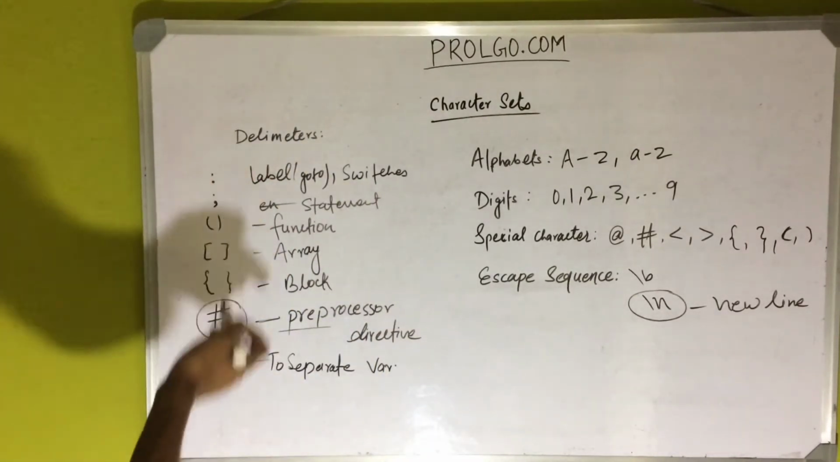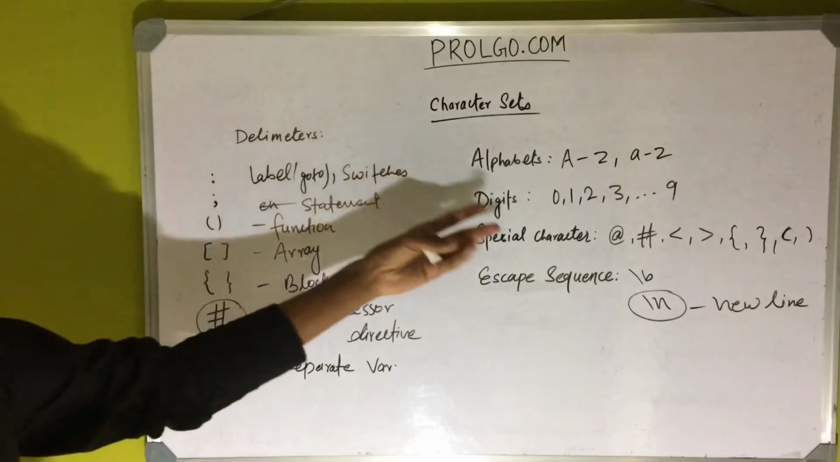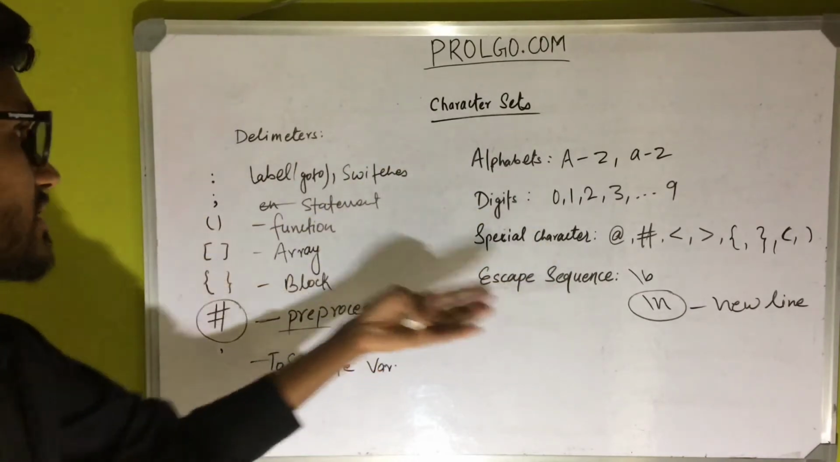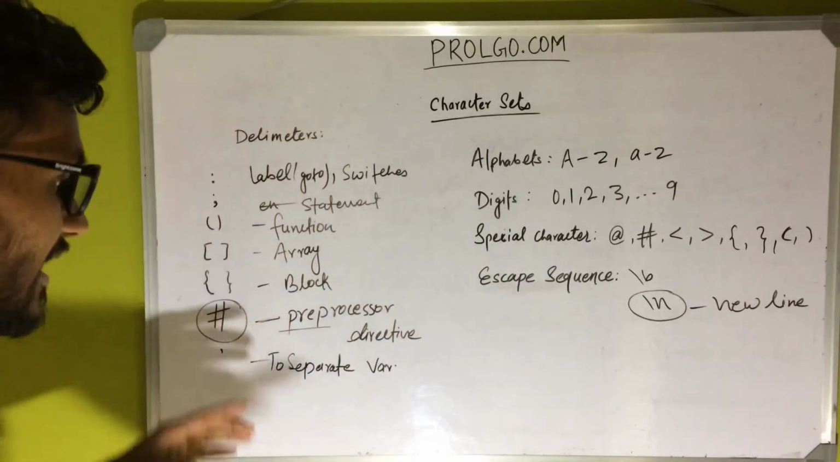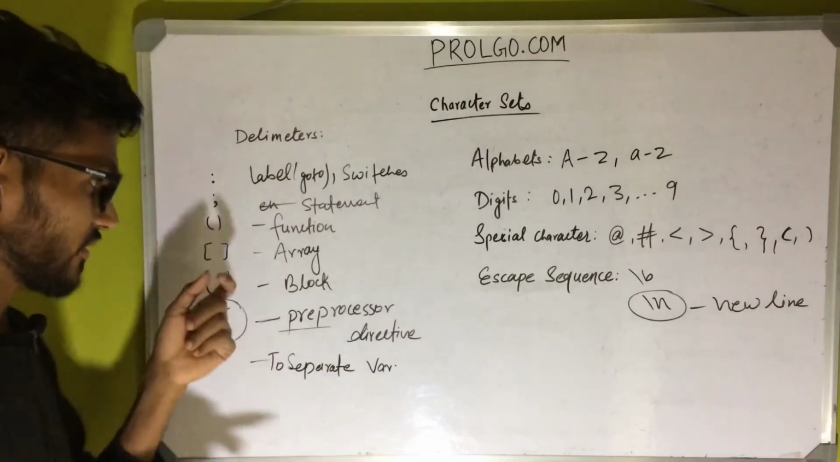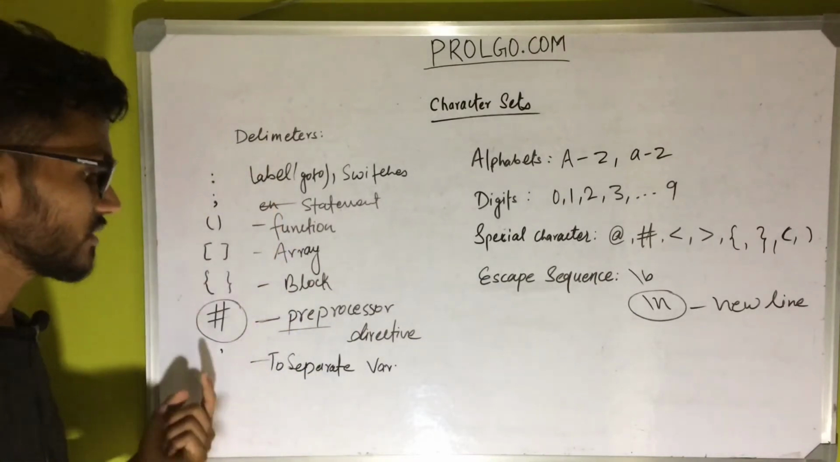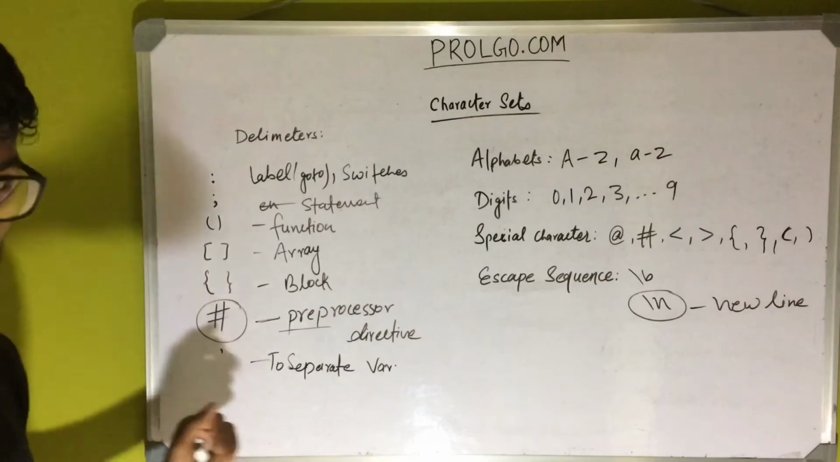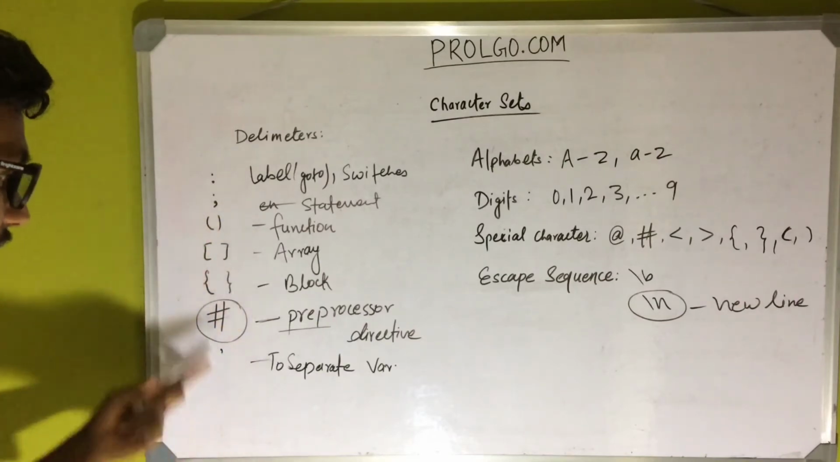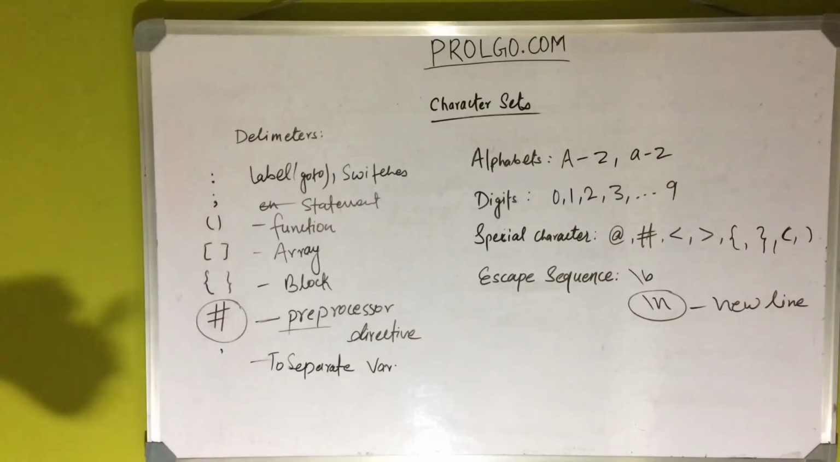And apart from these special characters, escape sequences, and delimiters, there are many more. I'm just giving a brief introduction, because these are the most common ones which you will use in programs. So that's why I thought to mention them here.